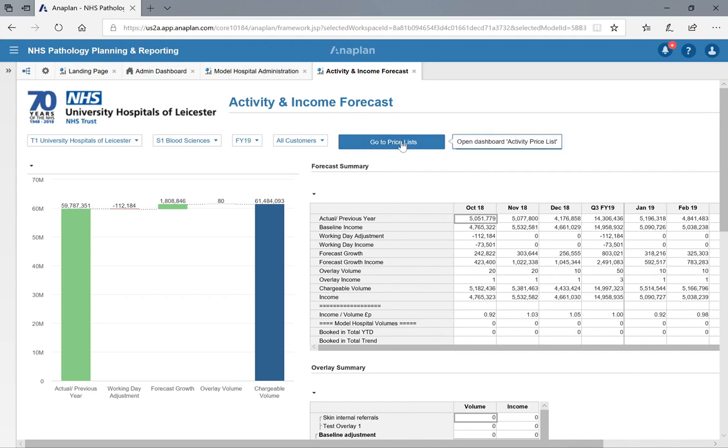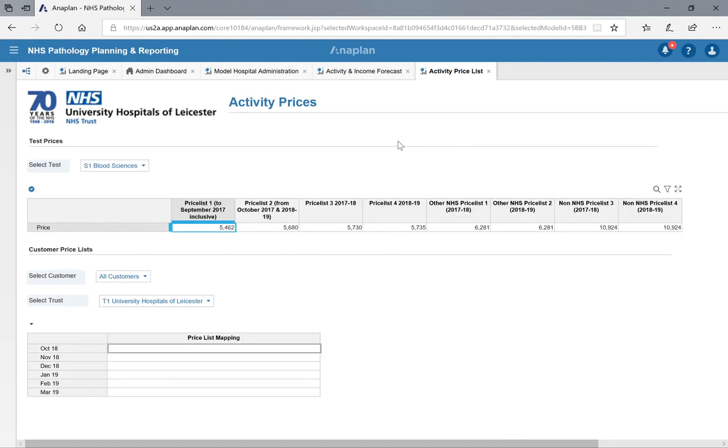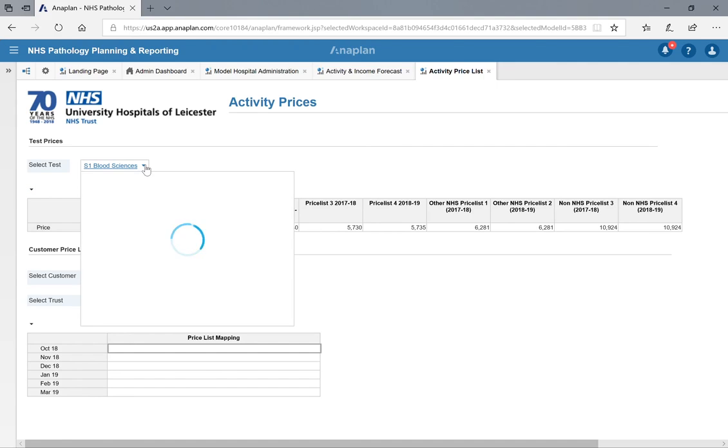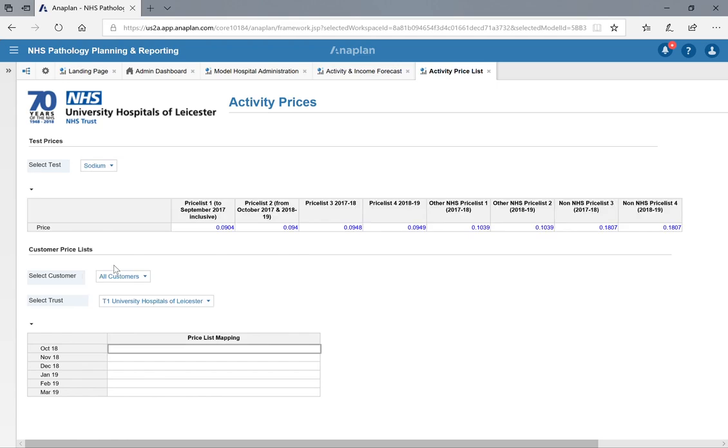Price lists are imported into the data hub at test level, and these are assigned to customers by period. The Activity Price List dashboard gives end users instant access to test prices and enables these to be maintained at test and customer level. A full history of changes is automatically recorded by Anaplan.